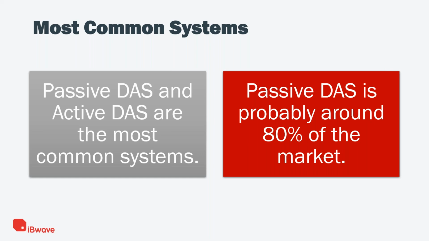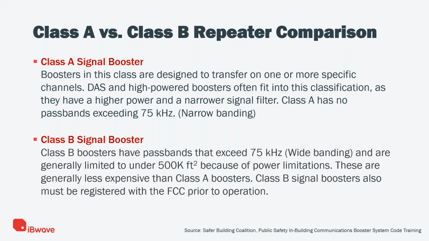When we get into that conversation about repeaters and BDAs, especially in public safety, it's important to note the difference between, and this is something you'll hear very commonly, what's a Class A and a Class B.